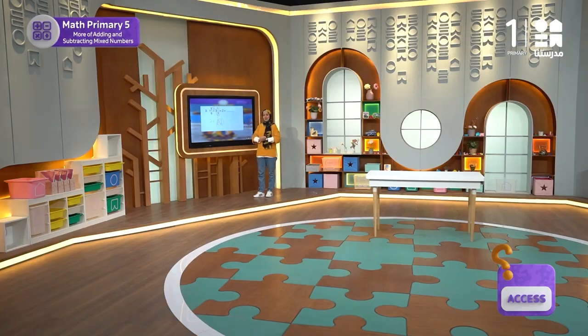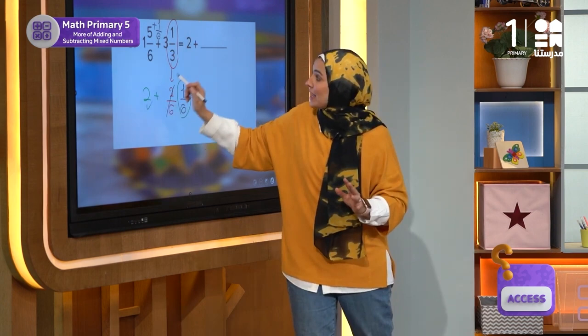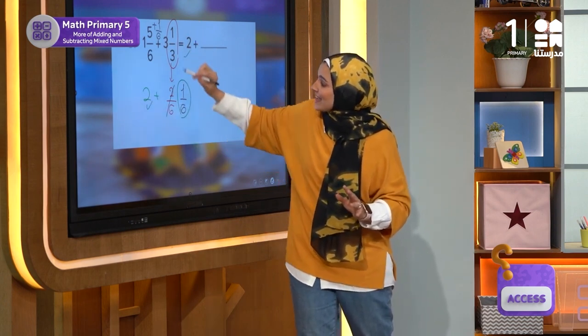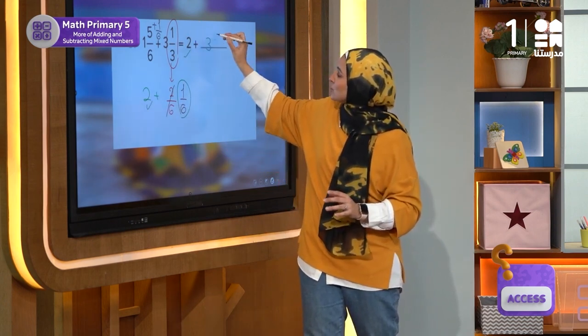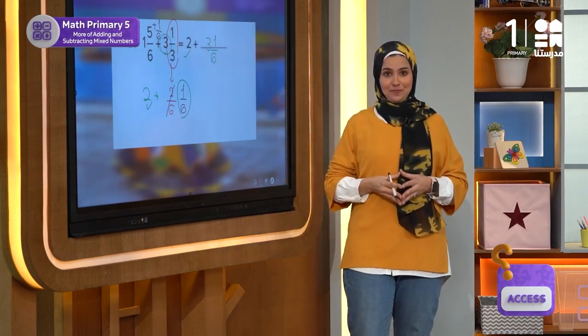Can we determine now the unknown value we're looking for? Excellent. By comparing the right-hand side and the left-hand side, this is a 2 and this is a 3 and 1 over 6. We will not forget this 3.